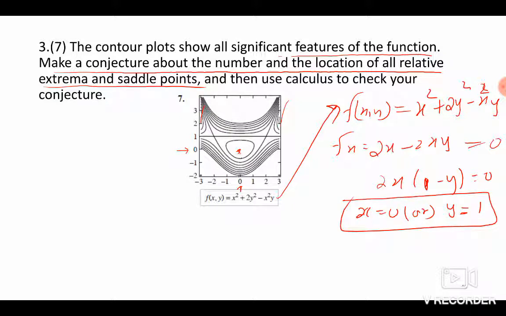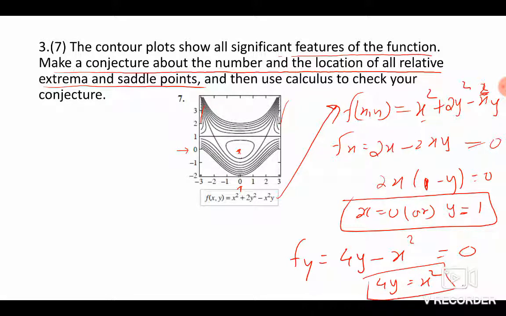Second derivative, fy, derivative with respect to y. This will be, first term is 0, second term will be 4y minus 2xy. No, we are differentiating with respect to y, so this is x square. And take the first derivative as 0, so you get 4y is equal to x square. So there are two results, this is 1, this is 2.